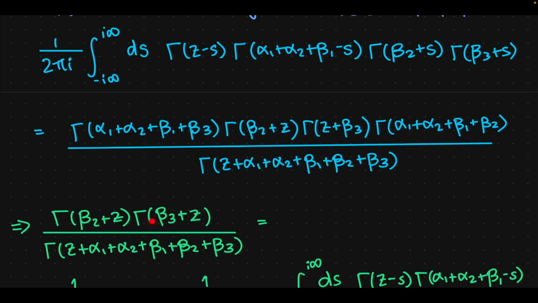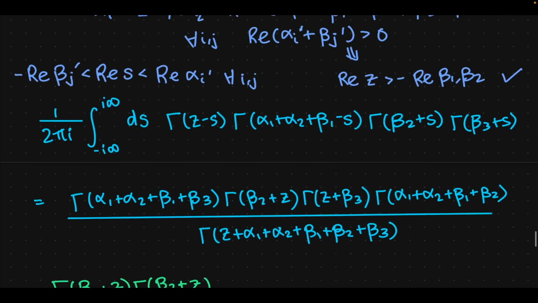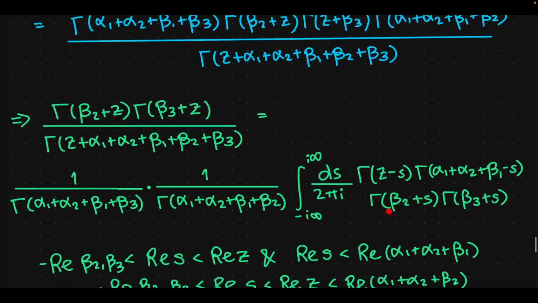gamma of beta 2 plus z times gamma of beta 3 plus z divided by gamma of z plus alpha 1 plus alpha 2 plus beta 1 plus beta 2 plus beta 3 to be, we can take these other factors that don't depend on z and divide them out, and we get those factors up front, times the integral from minus i infinity to i infinity, which is basically going to be the left hand side in blue, ds over 2 pi i gamma of z minus s gamma of alpha 1 plus alpha 2 plus beta 1 minus s gamma of beta 2 plus s gamma of beta 3 plus s.